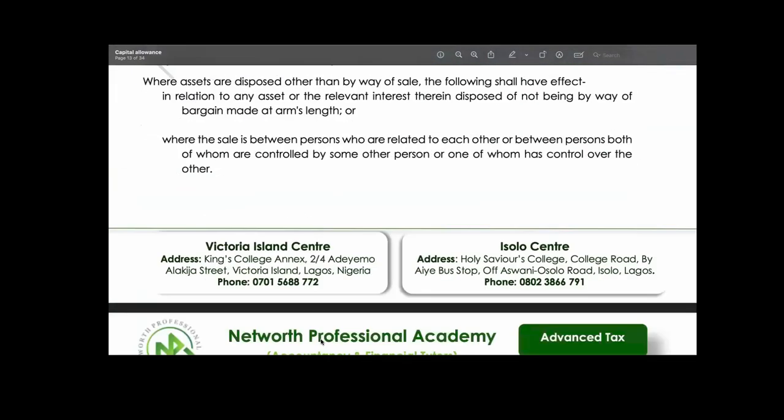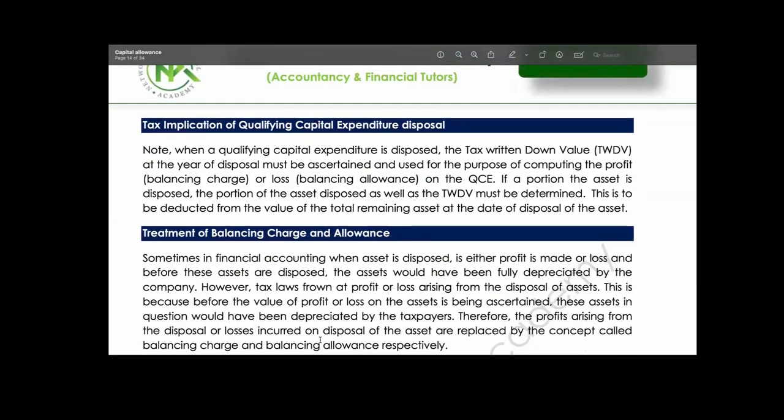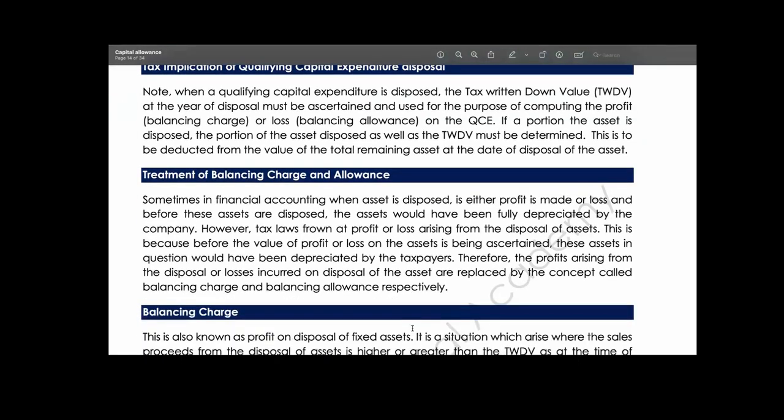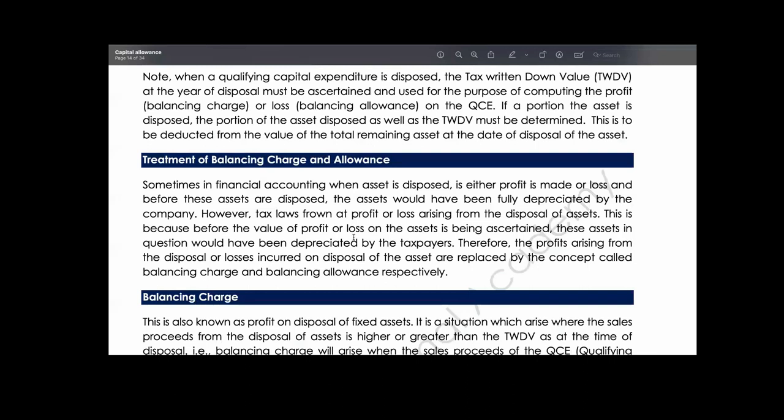Basically, you are going to be reading all this yourself. Basically, the consequence of our disposal will be that either the company made profit on disposal, or the company made loss on disposal. When the company makes profit on disposal of fixed assets, we say the company has what we call a balancing charge. But when the company makes loss on disposal, we say the company has a balancing allowance.